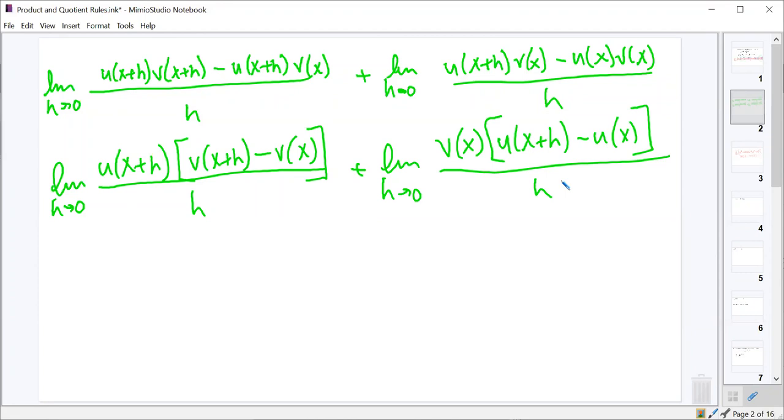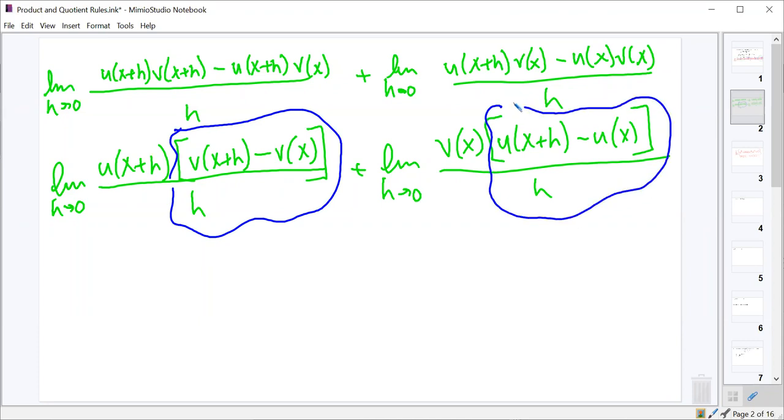Okay. With any luck, we should then see that this piece right here, with the limit as h approaches 0 at the front of it, represents what? It's the derivative of v, right? And this piece right here, with the limit as h approaches 0, represents the derivative of u.